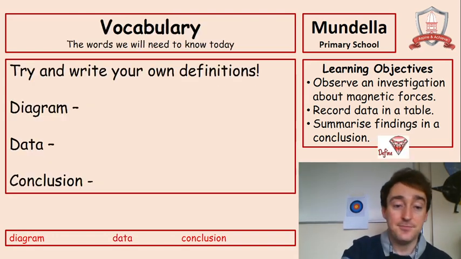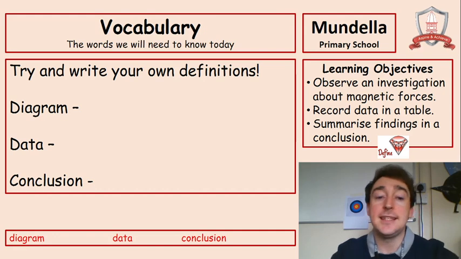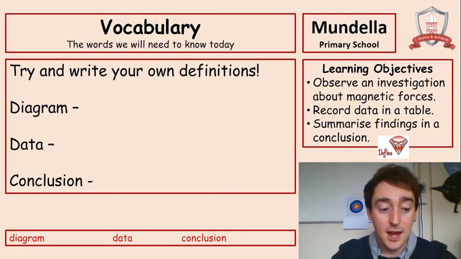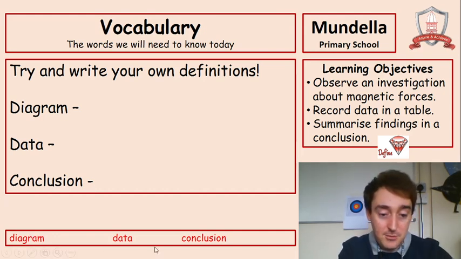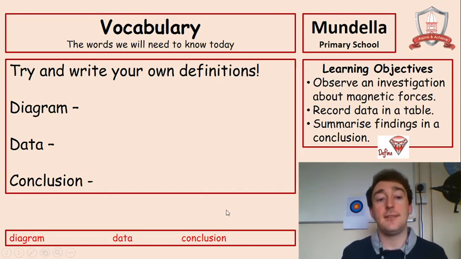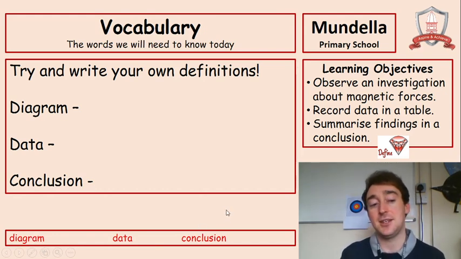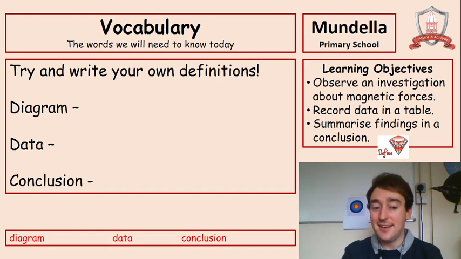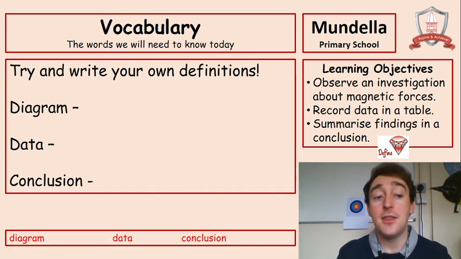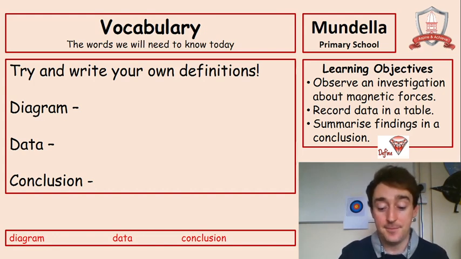Let's get to it. So the words that we need to know today, our vocabulary, in fact, is down here in the box too. But what I want you to do first is try and write your own definitions. So try and tell me what a diagram is. And then once you've done that, tell me what you think data is. And then finally, tell me what you think a conclusion is. Pause the video now and then we'll check your answers in a moment. And we'll check the answers in 3, 2, 1, now.